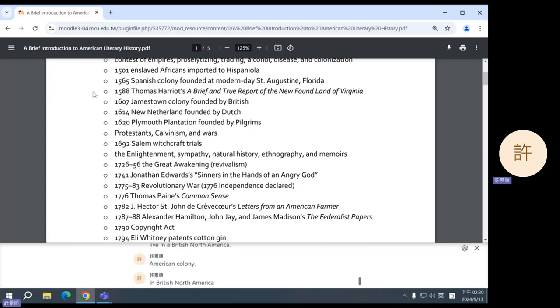In 1607, the Jamestown colony was founded by the British in Virginia. I think Jamestown, Virginia. This was the first major colony by the British. It established a permanent British presence in North America. In 1614, New Netherland was founded by the Dutch, and this colony later turned into New York City. So yes, New York City was not an English colony, it was a Dutch colony.